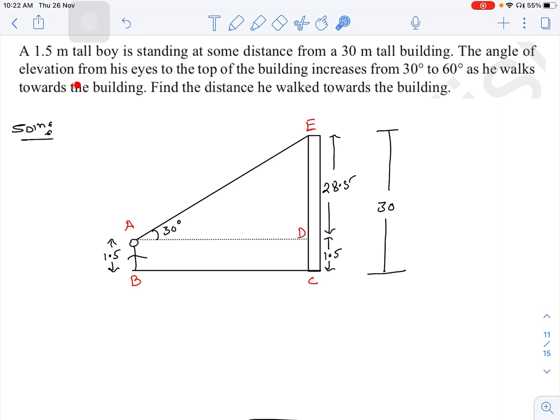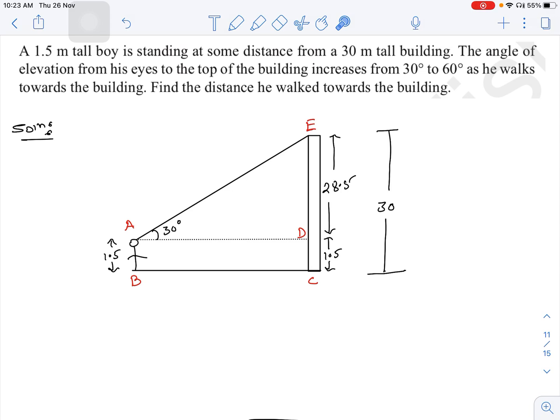The angle of elevation from his eyes. Now remember that the angle of elevation is from his eyes, okay, to the top of the building. He is standing here, so the angle of elevation at first is 30 degree. Okay, so we'll consider only this 30 degree. Now we want to find how much distance he covers. Okay, so let us see that one afterwards. Now the distance covered means he is moving towards the building, so somewhat distance will be here.